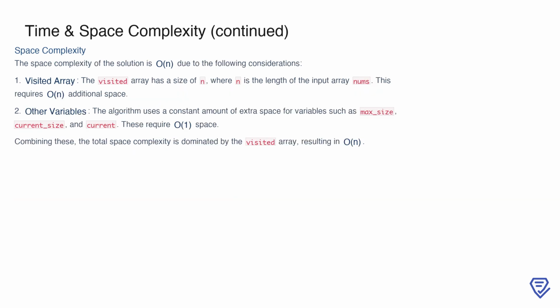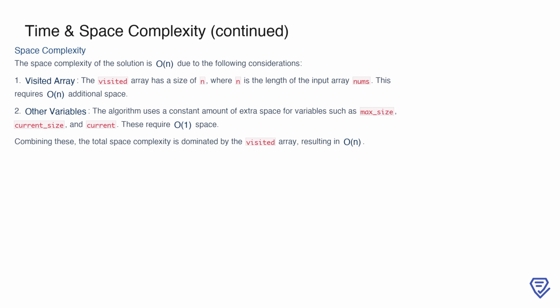Now let's examine the space complexity, which is O(n). The primary reason for this is the visited array, which has the same length as the input array nums. This array is used to track which indices have already been processed, and it requires O(n) additional space. Apart from the visited array, the algorithm only uses a few extra variables like max_size, current_size, and current. These variables are independent of the input size and require a constant amount of space, or O(1). When we combine these factors, the total space complexity is dominated by the visited array, leading to an overall space complexity of O(n).